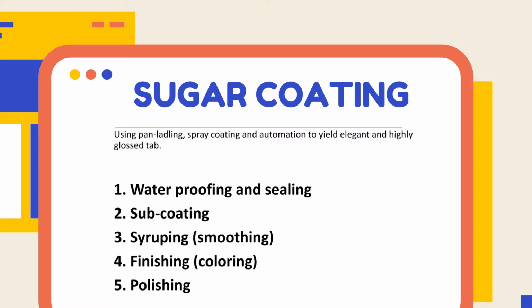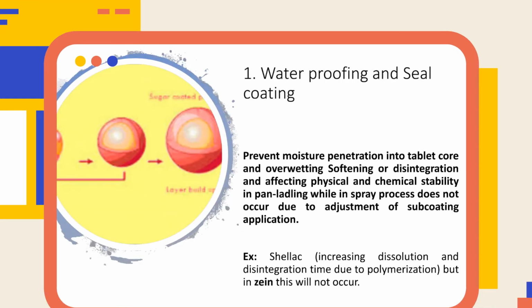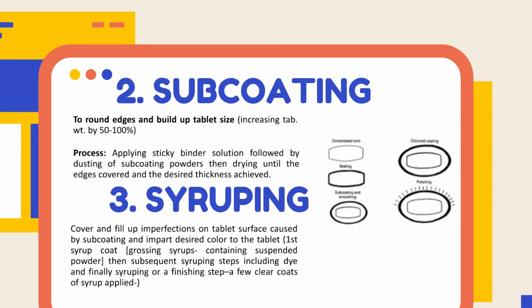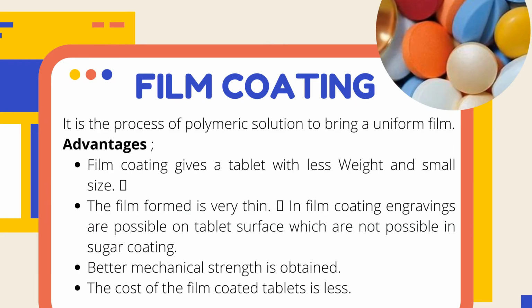Talking about the sugar coating, it has several steps, basically 5 steps. First starts with the waterproofing and sealing. Once it is waterproof, nothing enters into the core of the tablet. Then come the concepts of subcoating, syruping, finishing and polishing. Waterproofing and seal coating, subcoating, syruping, polishing. Then film coating. Film coatings are better since in sugar coating, a lot of weight is being added upon the tablet. This is not the case in film coating.